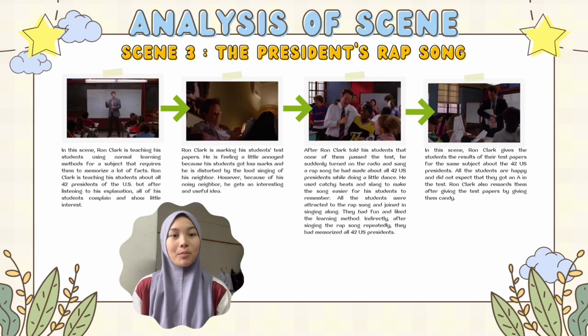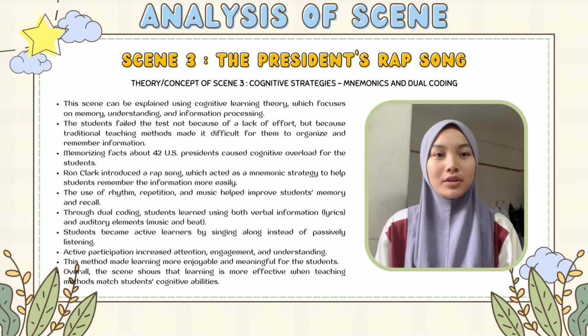After repeating the song many times, the students were able to memorize all 42 presidents. Later, Ron Clark returned the test papers and the students achieved good results. They were happy and proud of themselves. The cognitive strategies used in this scene are mnemonics and dual coding.